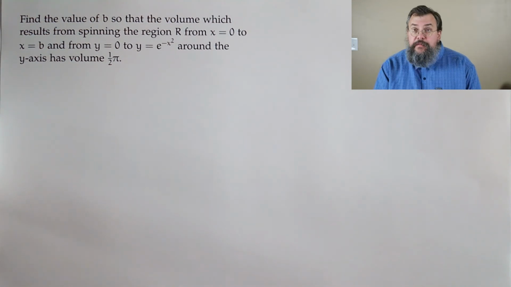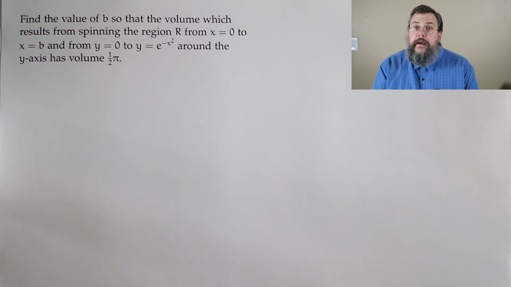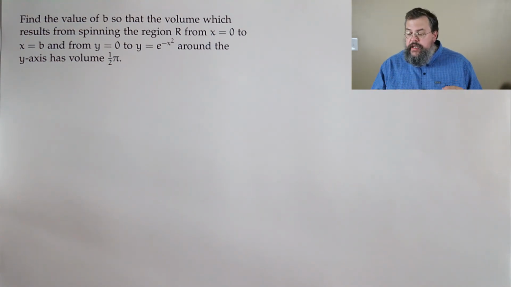Find the value of b so that the volume, which results from spinning the region R from x equals 0 to x equals b, and from y equals 0 to y equals e to the minus x squared around the y-axis, has volume half pi. Let's try to get a sketch of what our region here looks like.